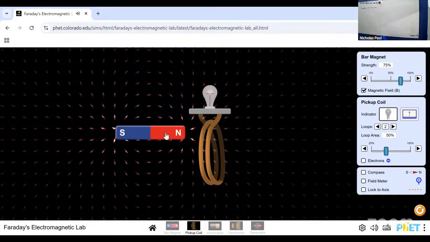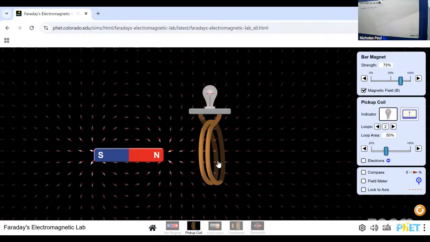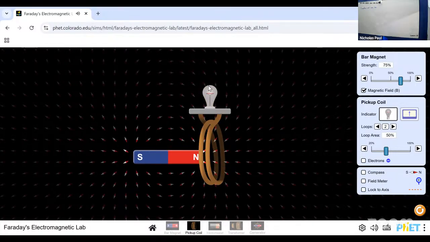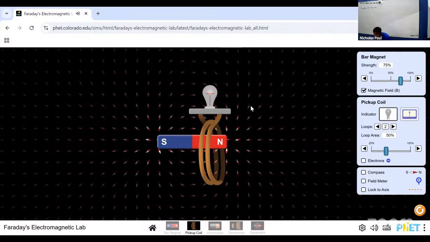Watch it there. So I'm moving it in and I'm moving it out. What do you reckon is happening up there? It's lighting up. So by me moving it in and out, I am getting what? Electricity. So the magnetic field being cut here is producing current. Is that okay?